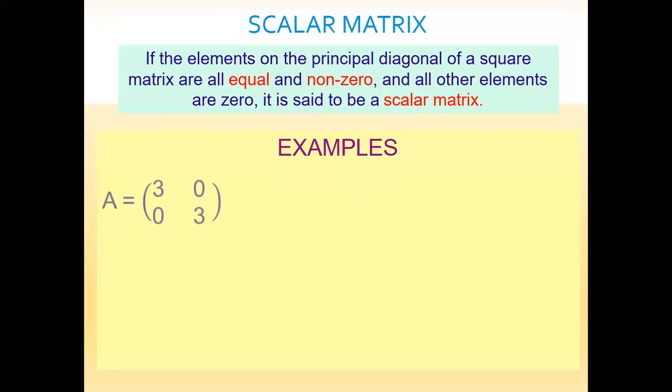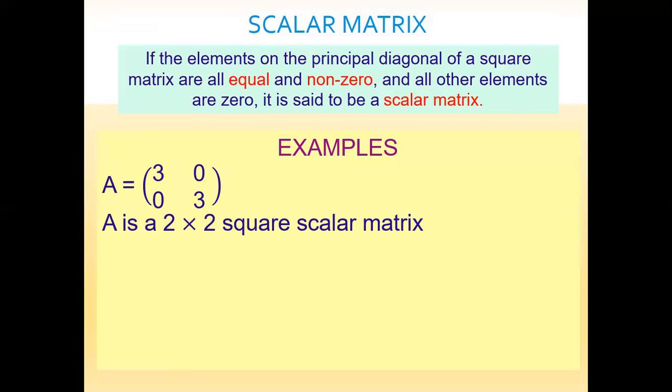So for example, you can see this. The principal diagonal here, we have 3, 3. Remember, this line is the principal diagonal: 3, 3. And the other elements here are 0. And the elements on the diagonal are equal and they are not 0: 3 and 3. So this is an example of the scalar matrix. This is a 2 by 2 scalar matrix because, for it to be a scalar matrix, we have already said that it should be a square matrix.